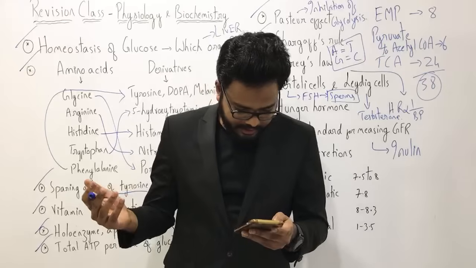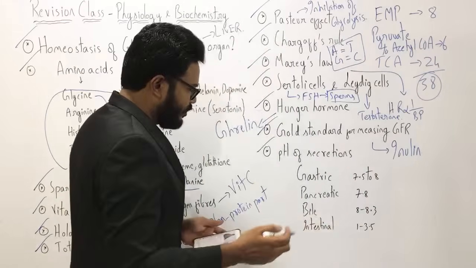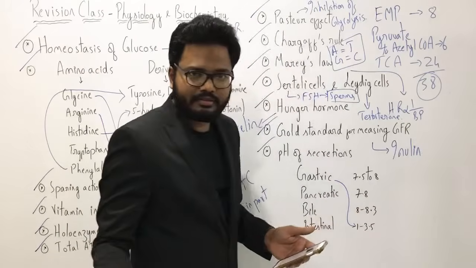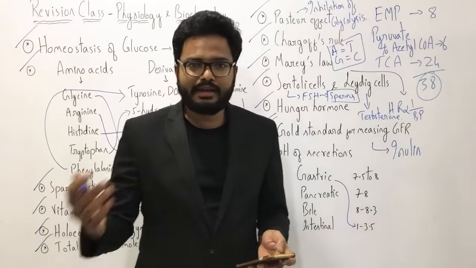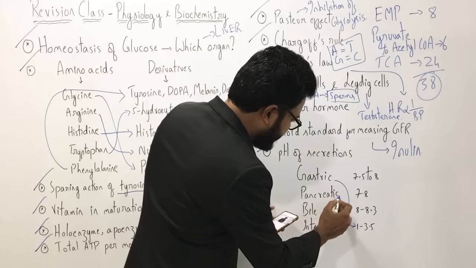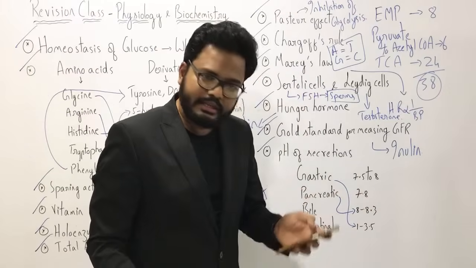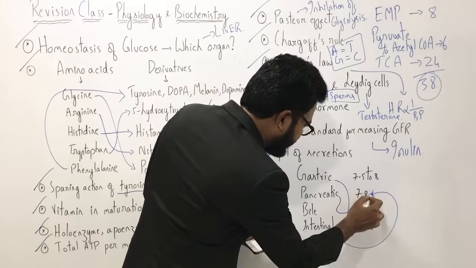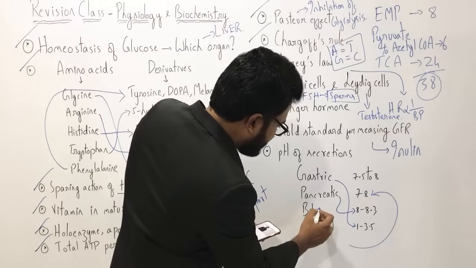Good, Monica, Tanya, Hardik. So as you know, gastric is acidic pH or very low pH, 1 to 3.5, right? Low pH, very low pH. What about pancreatic secretions? Yes, pancreatic 8 to 8.3. What about bile? Yes, 7.8. And what about intestinal?